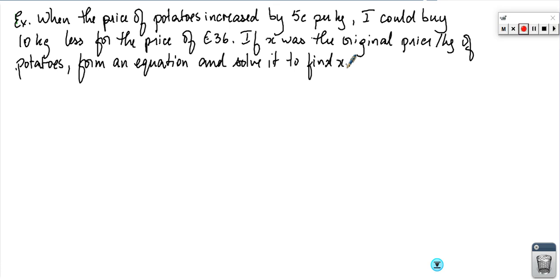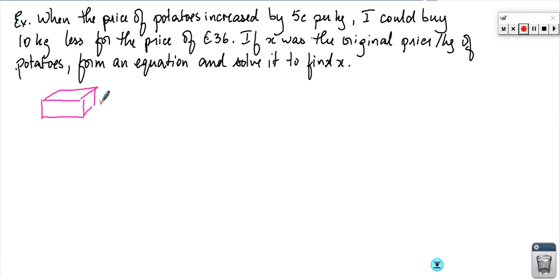So I usually go to buy potatoes. I always spend 36 euros. Once upon a time, the price of potatoes increased by 5 cents per kilogram, meaning I'm going to buy less kilograms for the same price. From where am I going to start? I always tell you that if you draw something, sometimes it becomes much easier. So I'm going to draw the crate of potatoes. So I have a crate of potatoes. I'm not going to fill it in.